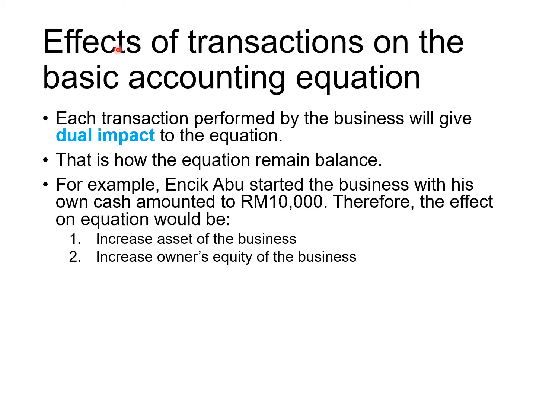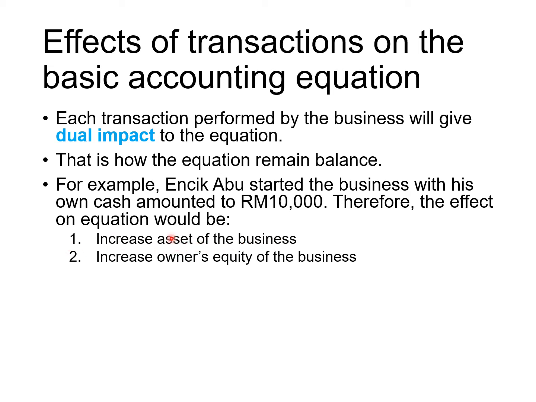Okay. Next, kita nak tengok the effect of transaction on the basic accounting equation. So, setiap transaction yang business tu buat akan bagi the dual impact ataupun double impact to the equation. That is how the equation remains balanced. Okay, so satu transaction yang you buat, dia akan melibatkan dua impact. So, for example here, Encik Abu started the business with his own cash. So, duit dia masukkan ke dalam business tu sebanyak 10,000. So, effect on the equation would be, dia akan first increase the asset of the business.